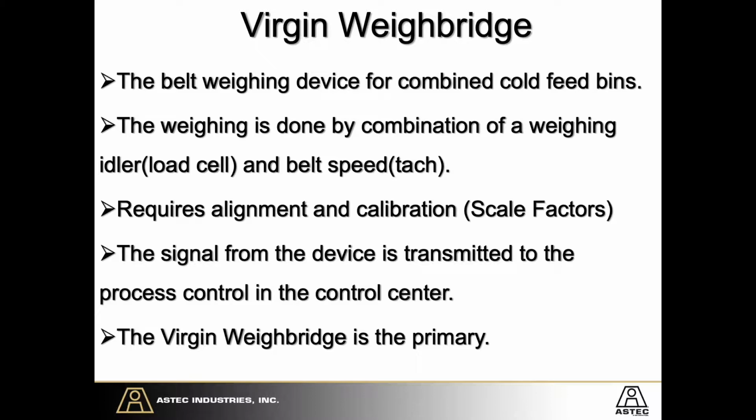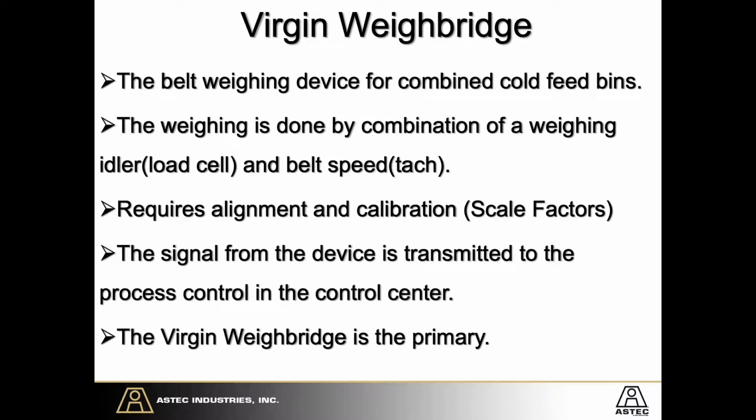The virgin weigh belt is combined for all of the co-feed bins. The weighing is done by a combination of weight and speed. You have to have weight and speed for this. It requires alignment. We talk about string lining, and it also requires calibration. When you're talking about calibration, some of this is done through scale factors, some of it's done through constants, but every co-feed bin needs to be calibrated, and the virgin weigh belt does also.